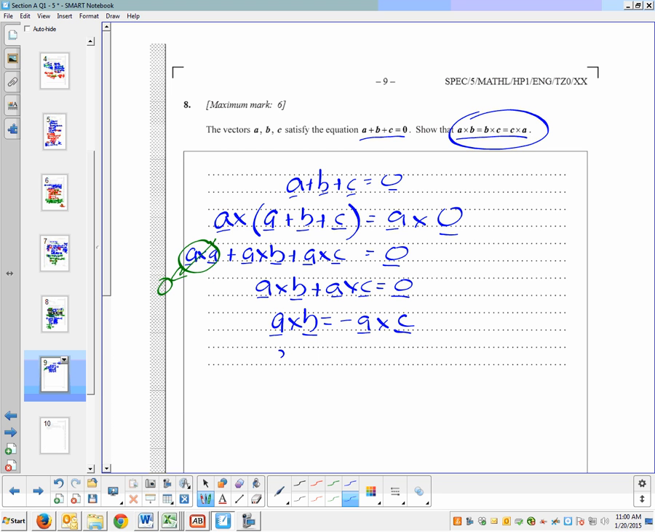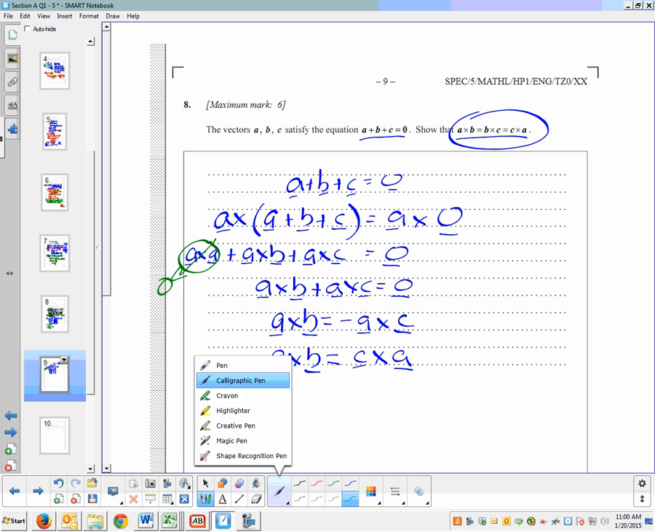And the vector product has this property that if you change the order, it's not commutative, it's anti-commutative, which is that minus A cross C is the same as C cross A. So that's half of what we've set out to prove.